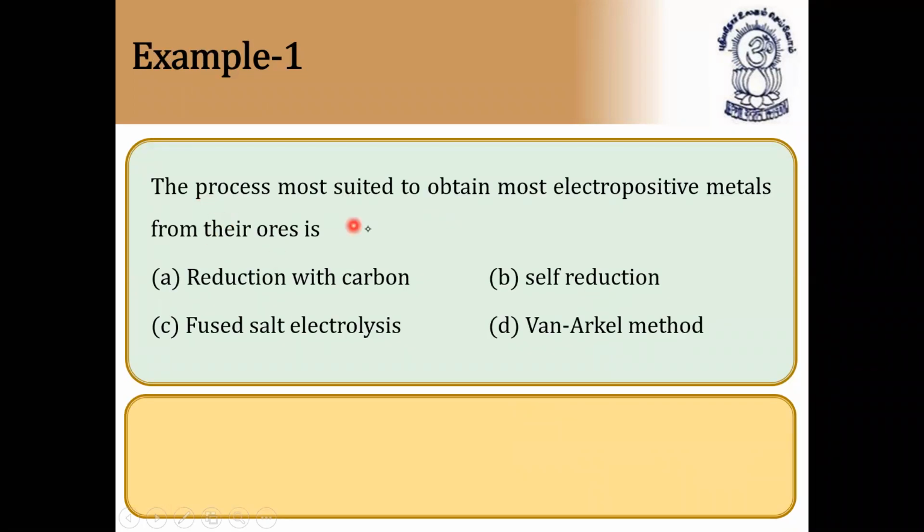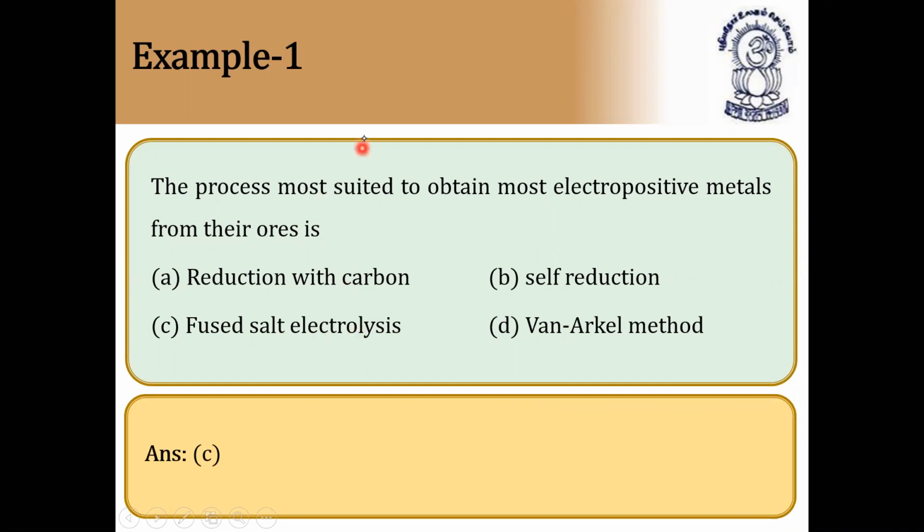Next, since we have done all the extractions of all the metals, let us see the questions now. The process most suited to obtain most electropositive metals from their ores is called: reduction with carbon, self-reduction, fused salt electrolysis, or Van Arkel method. You can remember this easily. It is nothing but fused salt electrolysis.